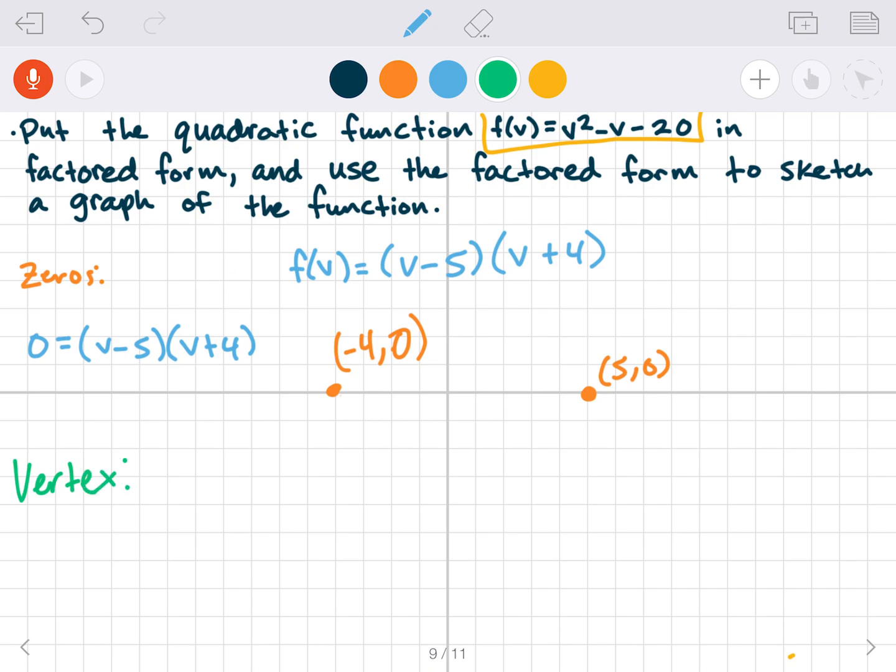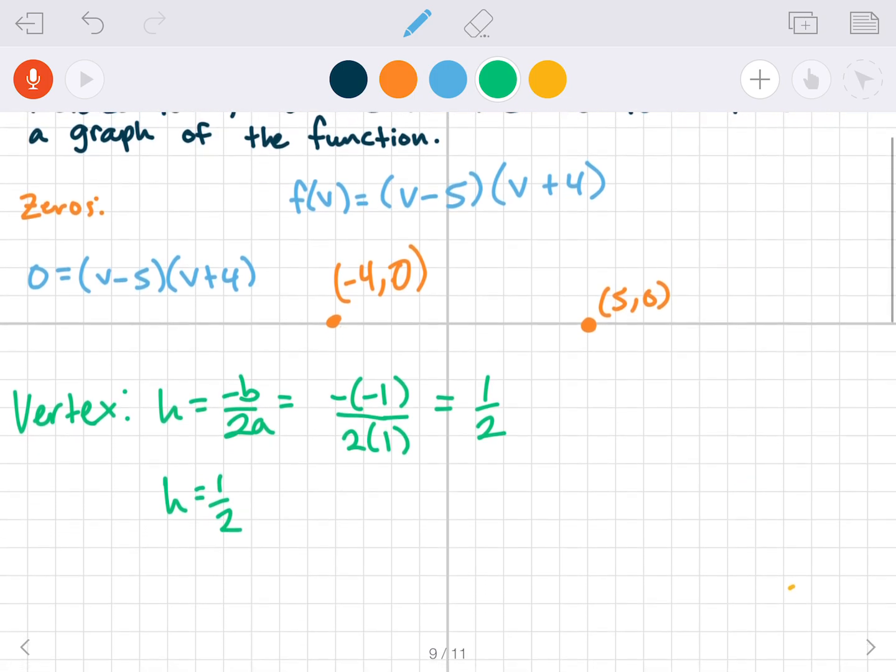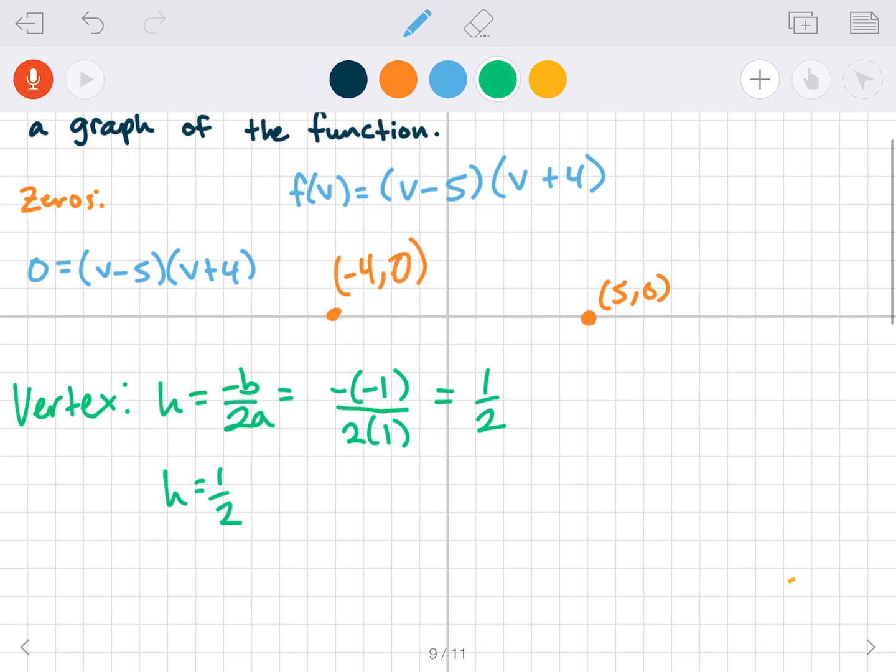So the vertex is, first thing, h is going to be negative b over 2a. In this case, we can see that a is 1 and b is negative 1. So we have negative, negative 1, just plugging in that, over 2 times 1. And that's going to give me a positive 1/2 for h. So for k, we just plug in the positive 1/2 into our input variable and solve for y.